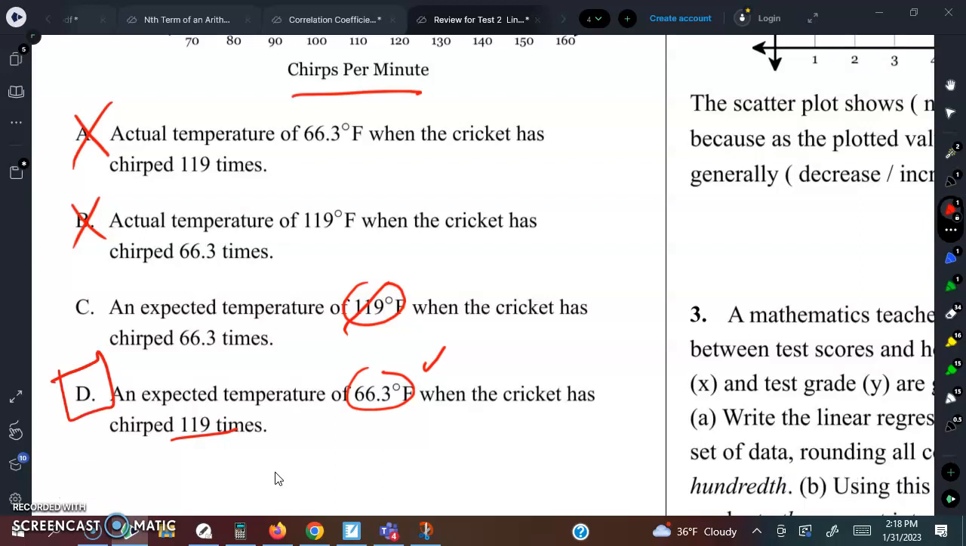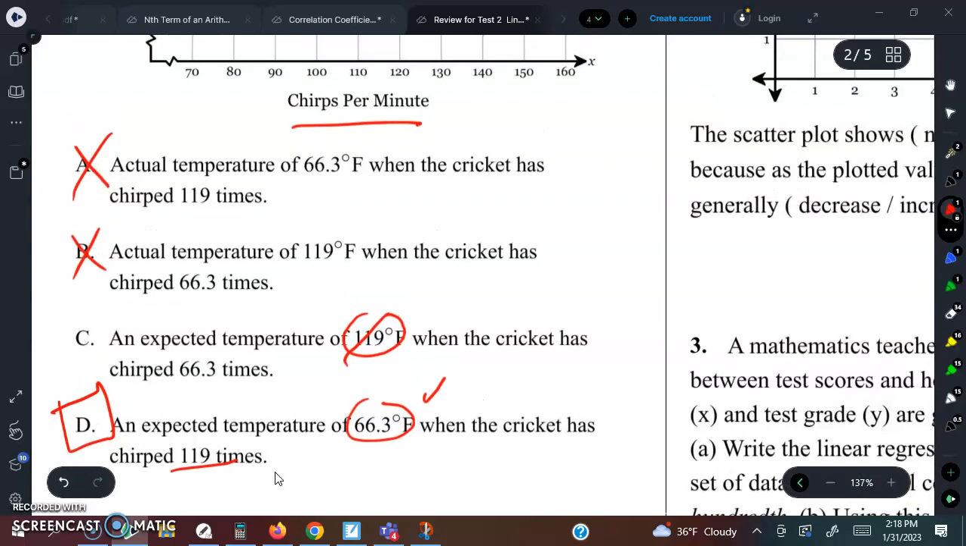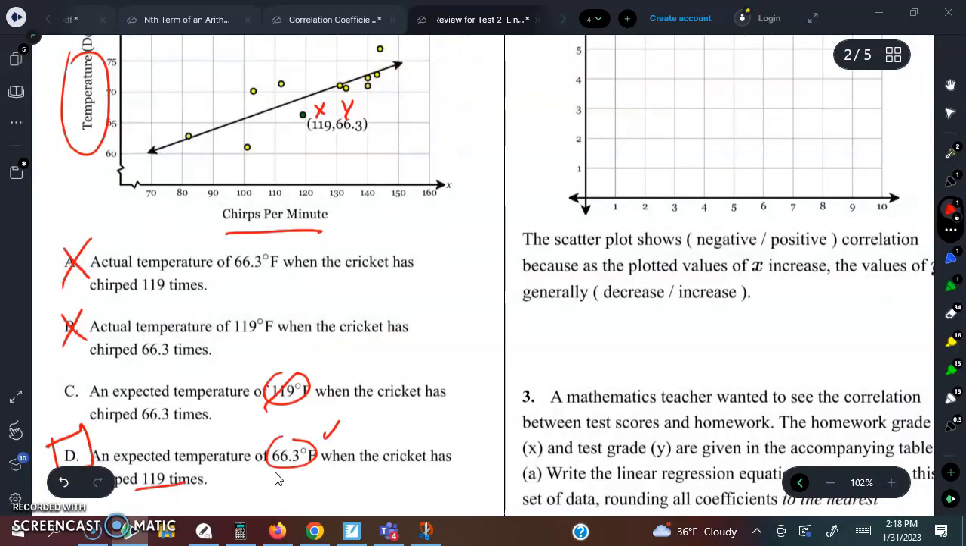Okay, so you might see that question in a lot of different ways. They may give you the X and look for the Y, give you the Y, look for the X, give you a point on the line, give you a point off the line. Those are different things you got to look for.